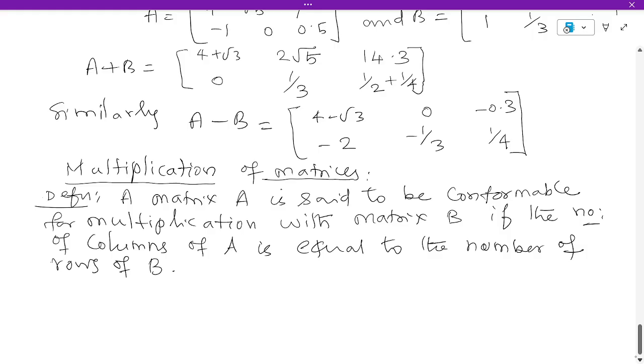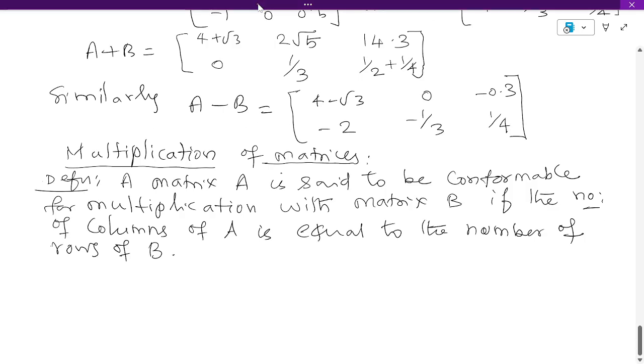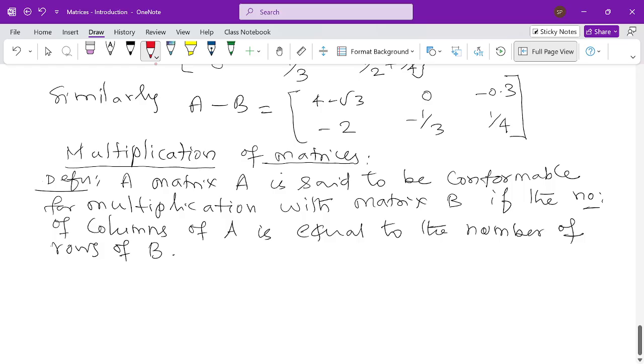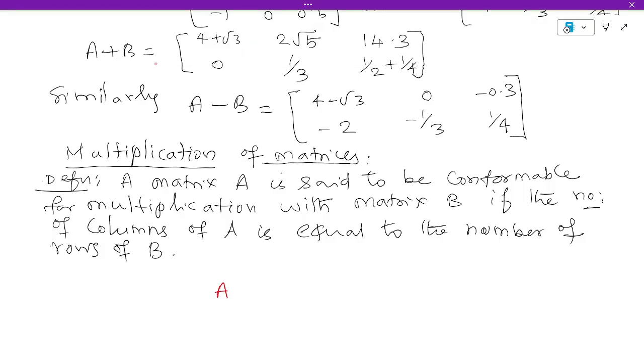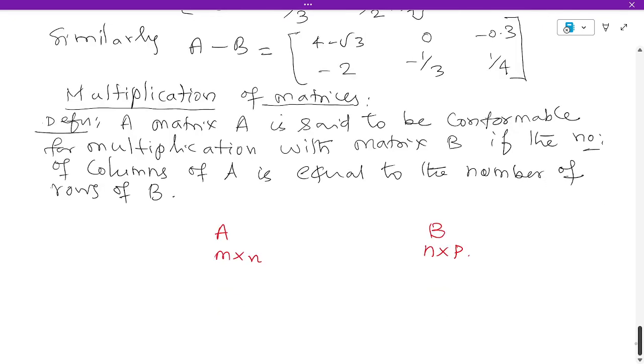Okay, so what is the meaning of this? In case I draw here, if A and B are two matrices, A has the order m by n, and then B has the order n into p. So for the product, the number of columns of A and the number of rows of B should be equal. Must be the same. That means here m by n is there, n into p is there.